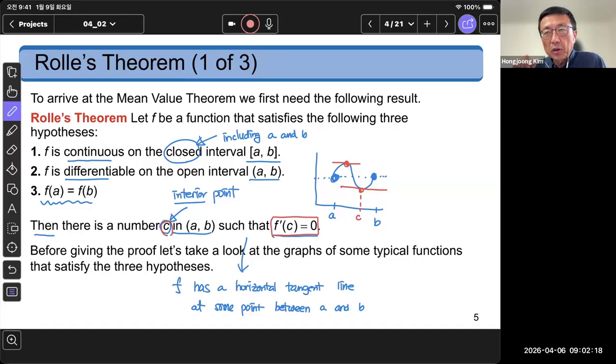There's no up or down at point c. Okay, let me correct this. So the tangent line is just horizontal. f prime is 0. In other words, the instantaneous rate of change of the function at c equals 0.